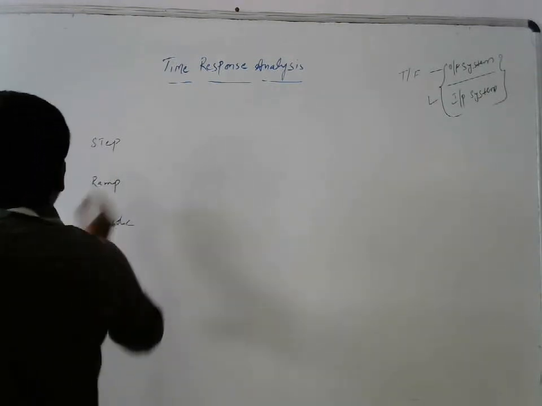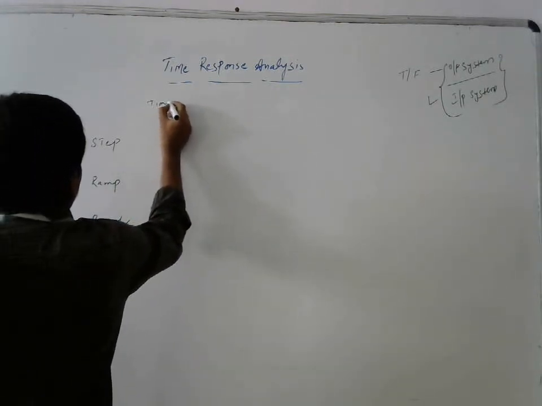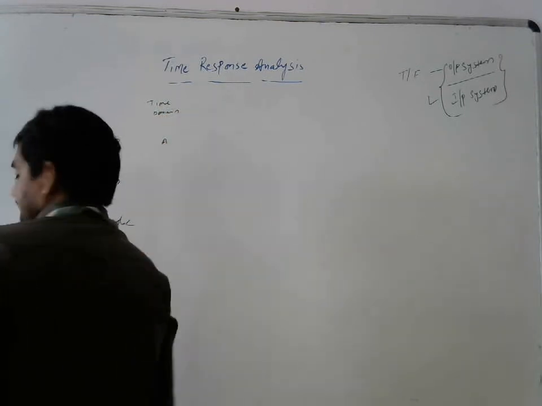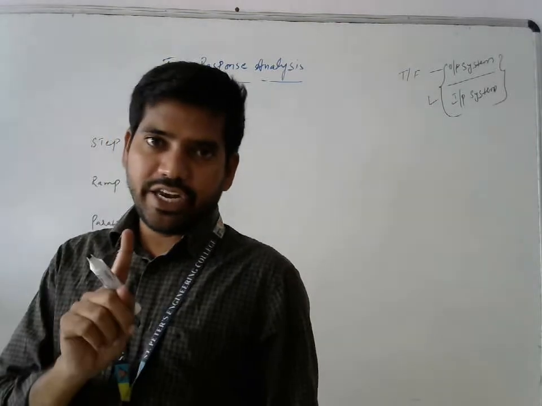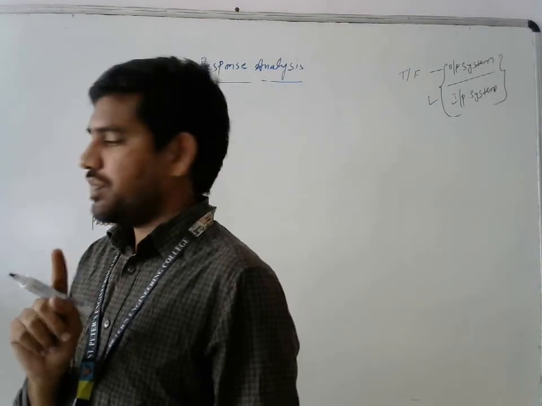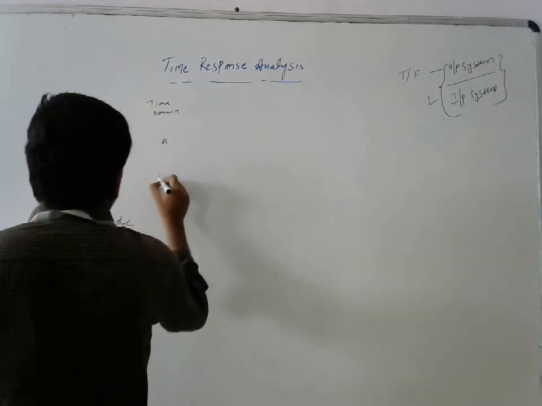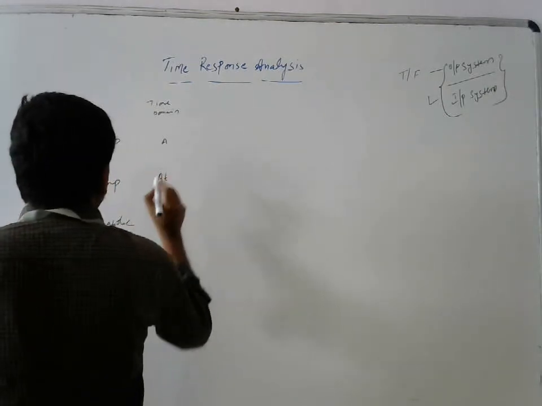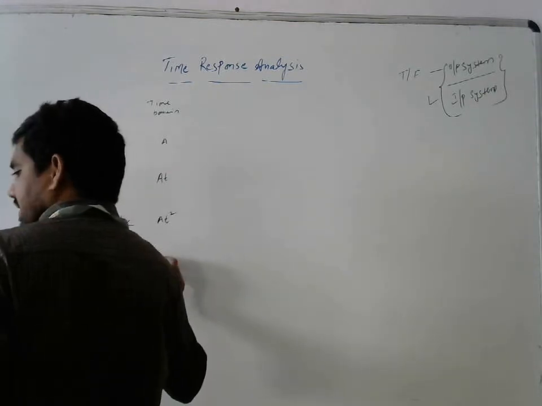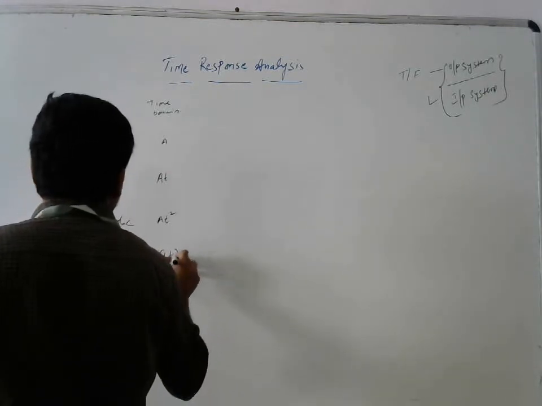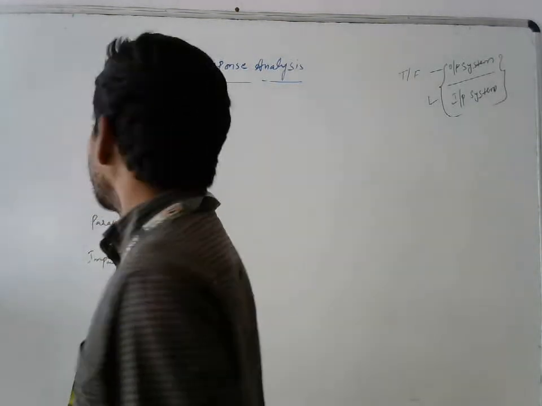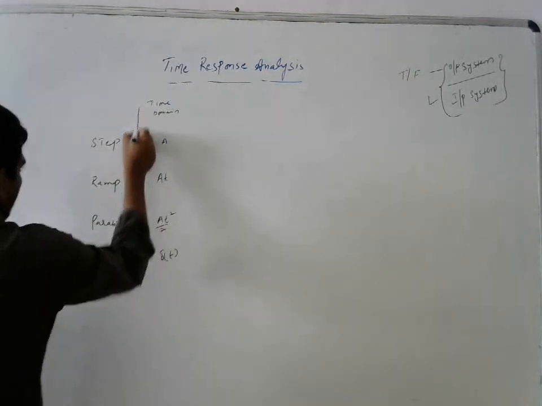Here, in the time domain, what are we having? We are having A. For example, if it is a unit step, then we take 1; otherwise, we can take it as A. Similarly, here we are having At, and here At square by 2. After that, for impulse, we are having delta of t. This is in the time domain, whatever we just now discussed.